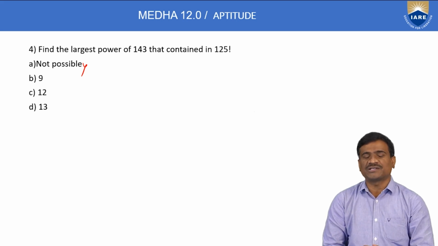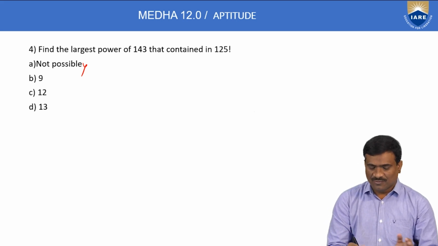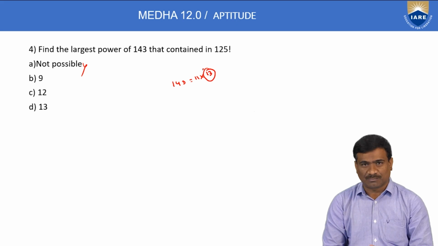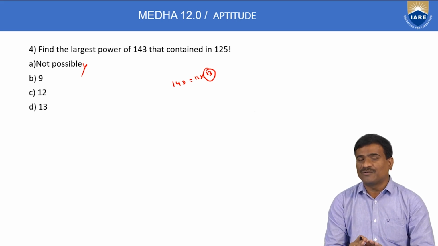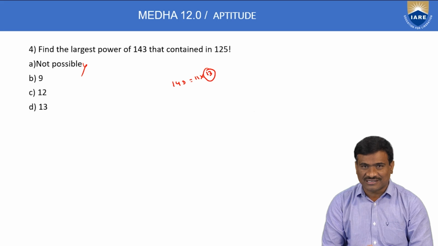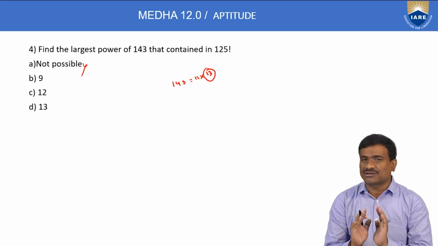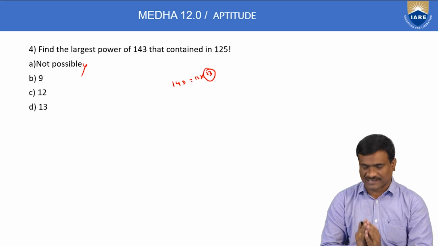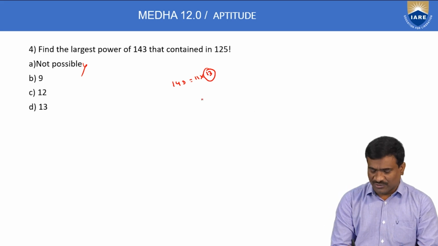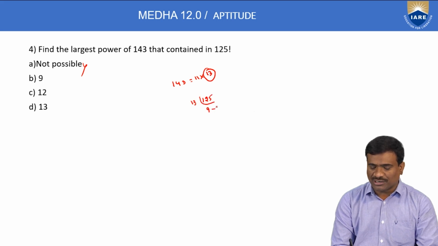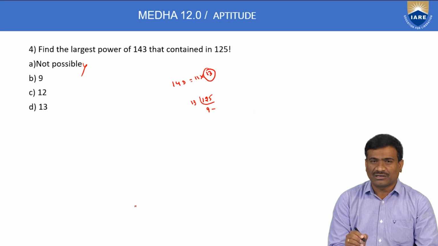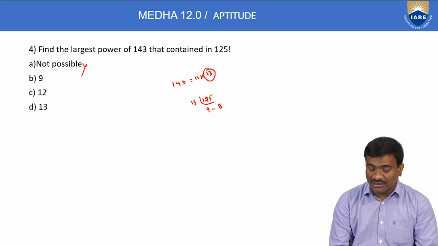Convert the composite number into prime factors. 143 is equal to 11 into 13. Consider only the largest prime factor, because here the number of 11s is more than the number of 13s. Only the lowest power is possible, that is the highest prime factor, 13. Therefore, divide 125 by 13. Consider only the quotient, not the remainder. 13 into 9, 117. Remainder 8.